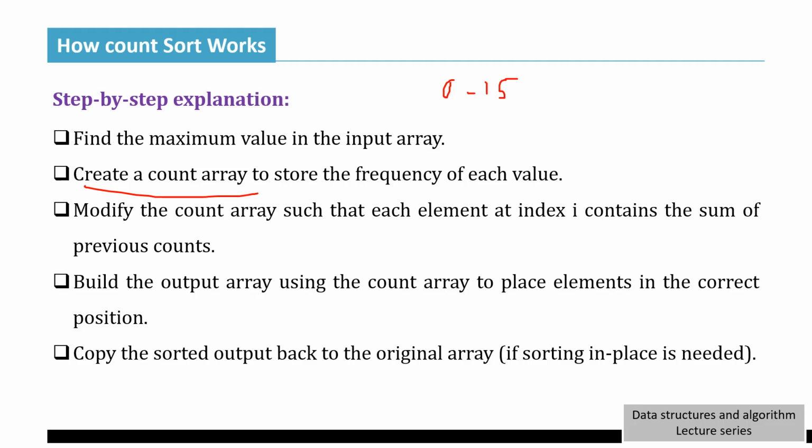Third step, modify the count array such that each element at index i contains the sum of previous counts. Next step, build the output array using the count array to place the elements in correct positions. Then copy the sorted output back to the original array if sorting in place is needed. Otherwise, you can keep the original array and the sorted array separate.